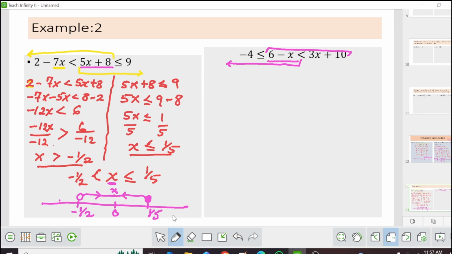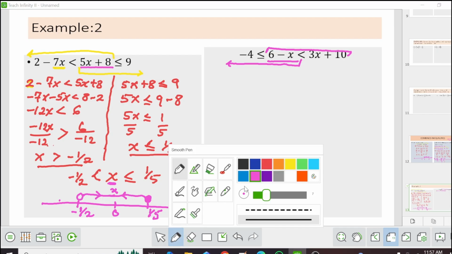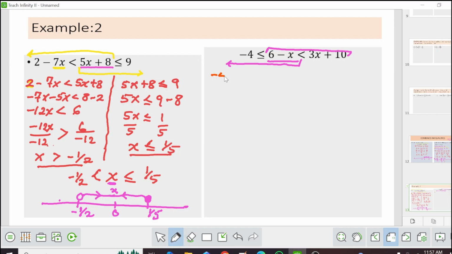So I can write my answer to be minus 4 less than or equal to 6 minus x. So this is my first inequality. Then the second inequality will be the same thing. That number at the center minus this should be less than 3x plus 10.